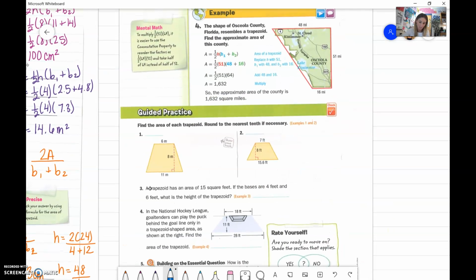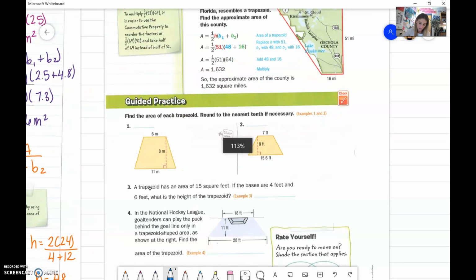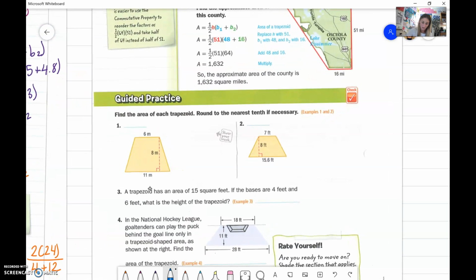All right, here we go. We're going to find the area, and again, our area for a trapezoid is area equals 1/2 height times base 1 plus base 2. Okay, so area equals 1/2 height times base 1 plus base 2.